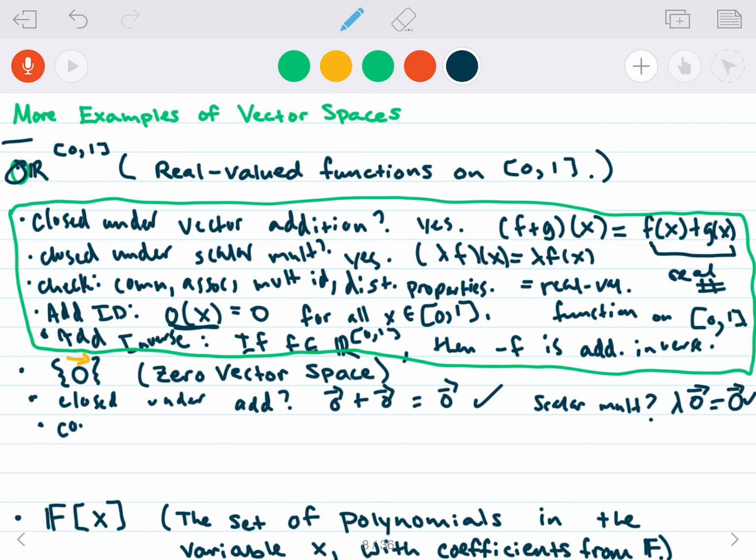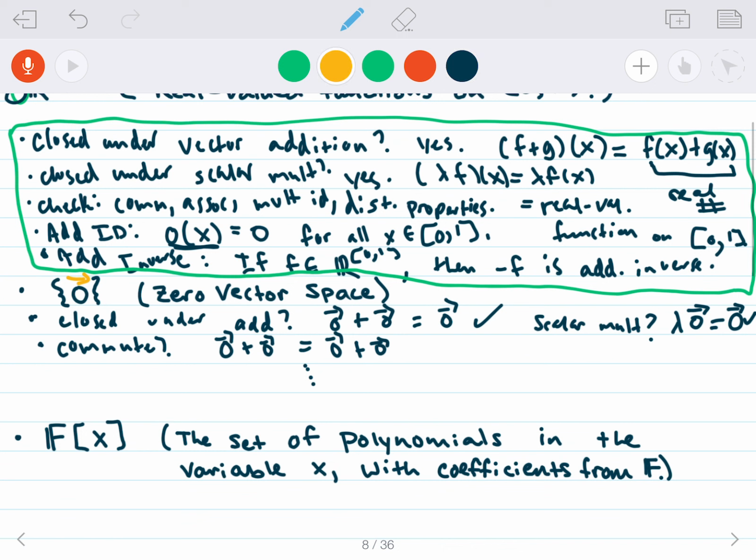Commutativity. Yeah, 0 plus 0 does equal 0 plus 0. Yeah, and it's super obvious, right? So all of those axioms hold. You should check the rest. Okay, so this was a very simple vector space here.